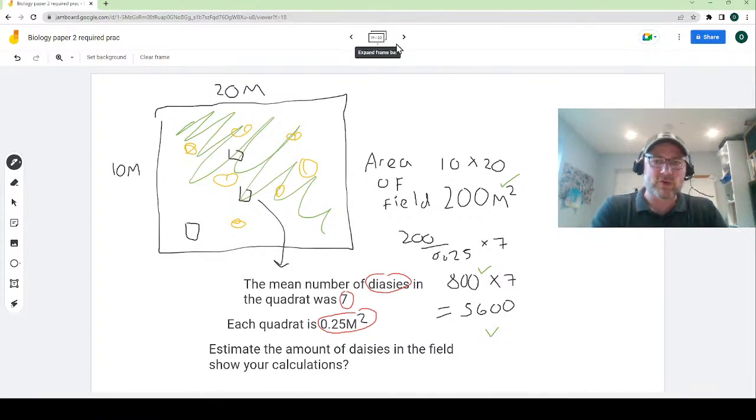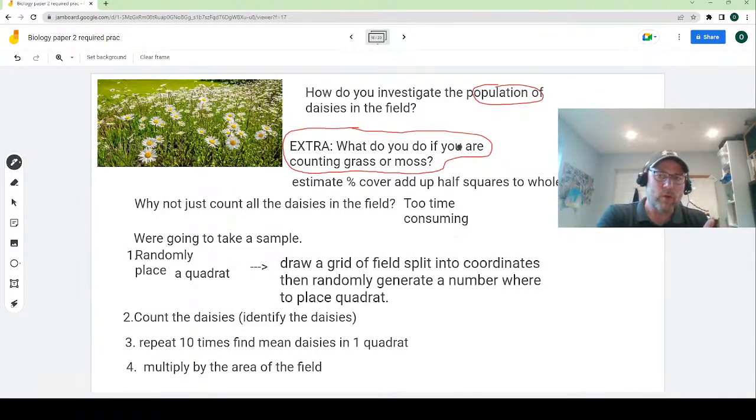Let's move on to the belt transect. Everyone cool with this? How do you know you're doing this one? What word are we looking out for in the question? How do we know if we're supposed to do this whole random throw the quadrats, identify the daisies, multiply up by the size of the field? How do we know when we're doing this one?